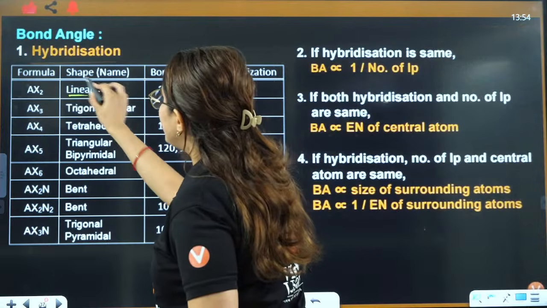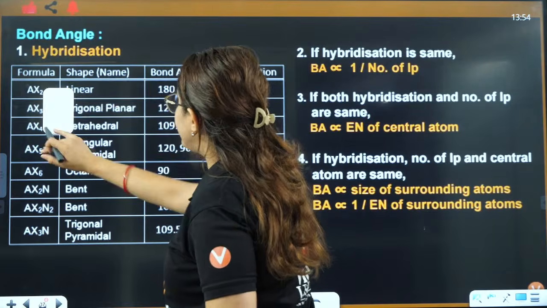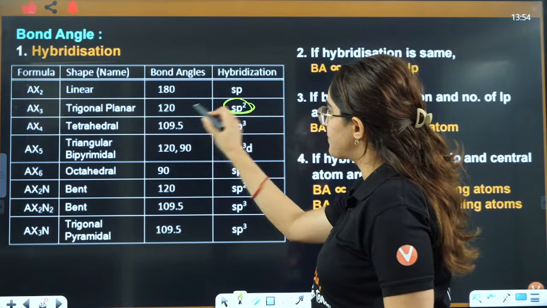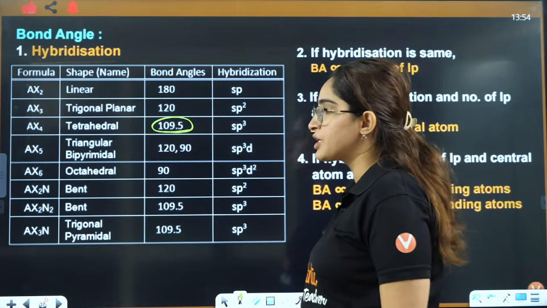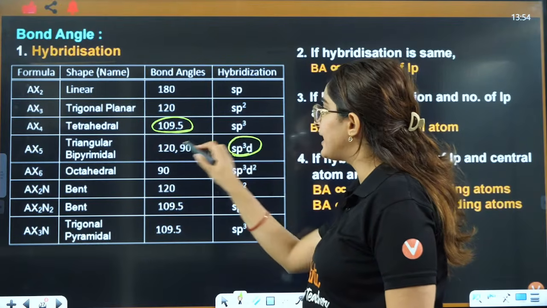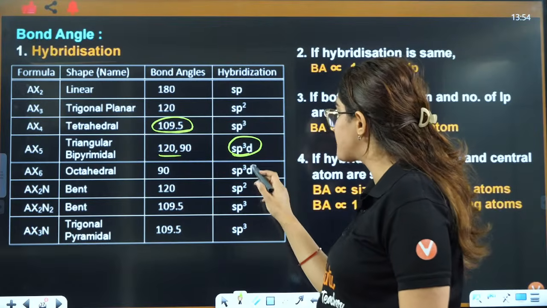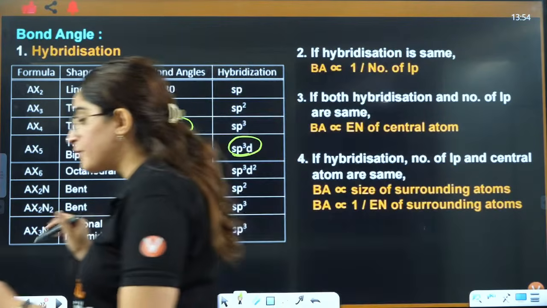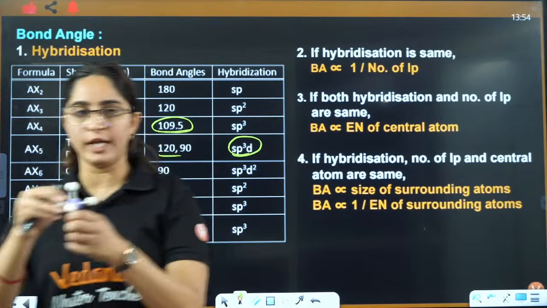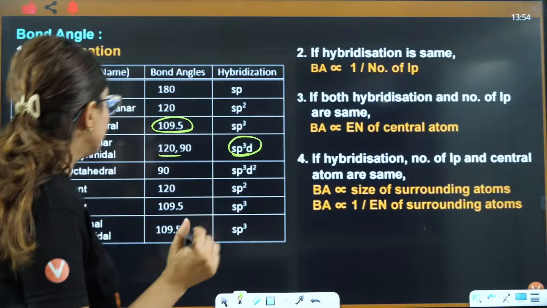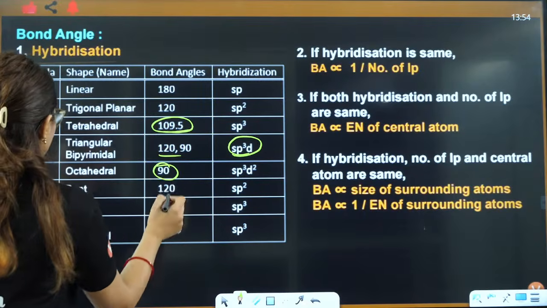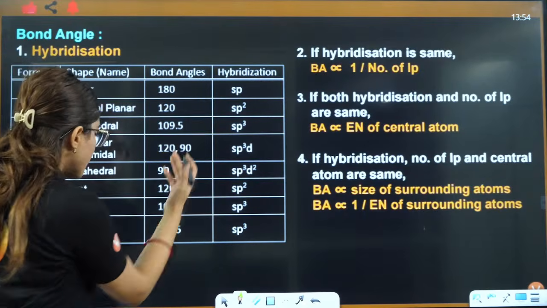Like we know, in linear, bond angle is 180. For trigonal planar sp2 it is 120. Then for sp3 it is 109. Then further sp3d it is 120 and 90 as well. Why 120 and 90? Because between equatorial it is 120, but the axial ones have a 90-degree angle. Then octahedral has 90-degree.